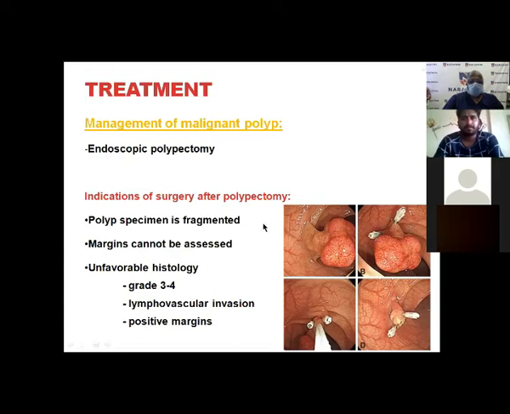Indications for surgery after polypectomy: the segment gets fragmented, margins cannot be assessed. Unfavorable histology, grading 3 to 4. Lymphovascular invasion is there, and there are positive margins. Then you will have to do a regular surgery.